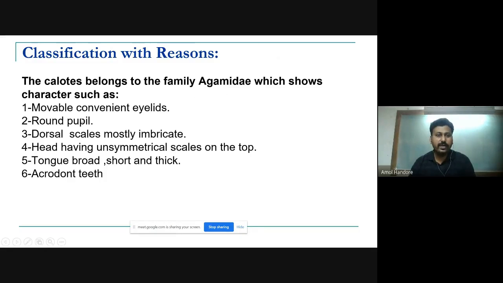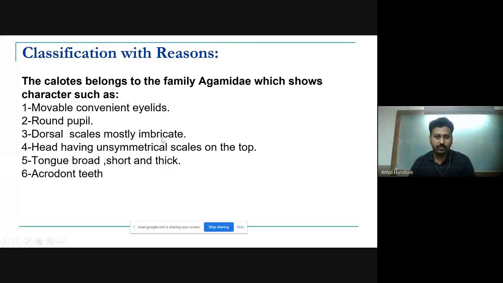First of all, they have movable eyelids. This is a peculiar feature, that their eyelids can move. The shape of the eye pupil is round. Then they have dorsal scales which are imbricate.